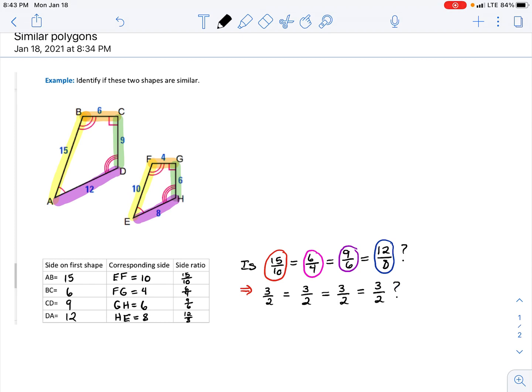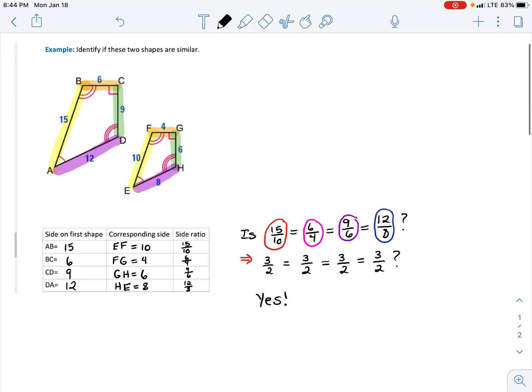So this brings us to, is 3 over 2 equal to 3 over 2 equal to 3 over 2 equal to 3 over 2? And the answer is yes. Of course, it's the exact same number. Okay, and so when you're given ratios like this, where you're not sure whether or not they're the exact same, you want to put the ratio in simplest form by just reducing and simplifying the fraction. Okay, so that's what we did to 15 over 10, 6 over 4, 9 over 6, and 12 over 8. And so we got the answer was yes.